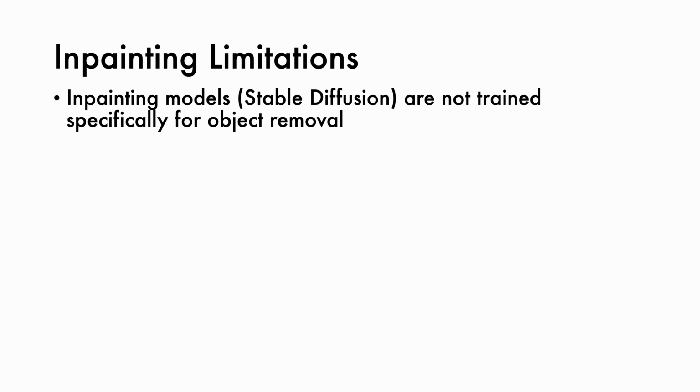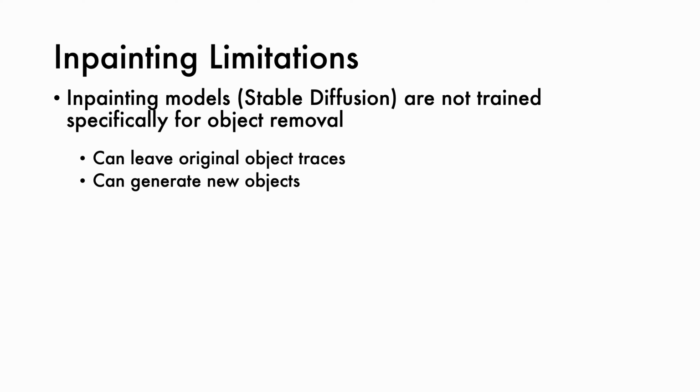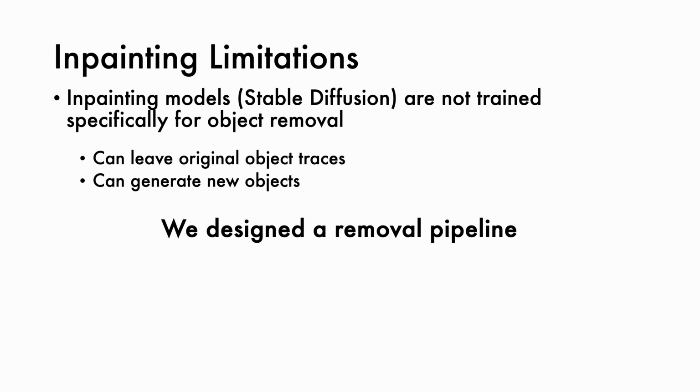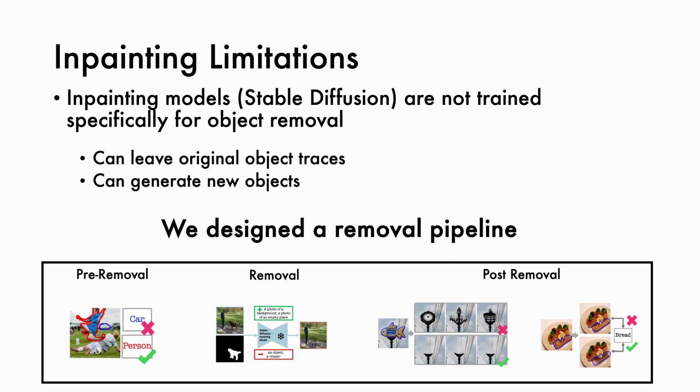Inpainting models are not trained specifically for object removal and can leave original object traces or generate new undesired objects. Therefore, we designed a dedicated removal pipeline, composed of pre-removal, removal, and post-removal steps. See our paper for more details.